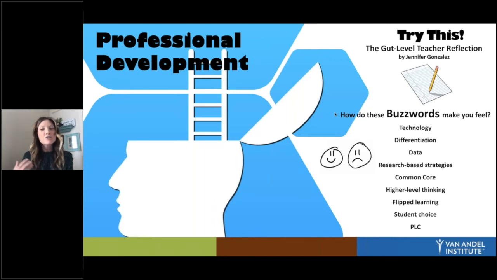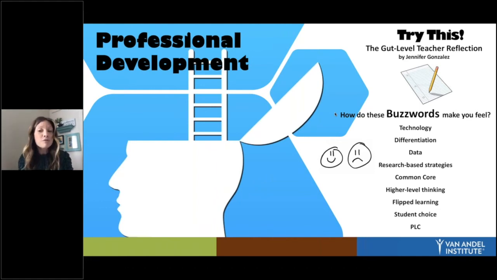a sad face. So we're going to just go through this list of words and just write down quickly a happy or a sad face next to how you feel when you hear these words. So technology, differentiation, data, research-based strategies, Common Core, higher level thinking, flipped learning, student choice, PLC.